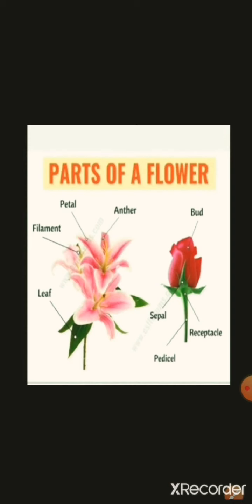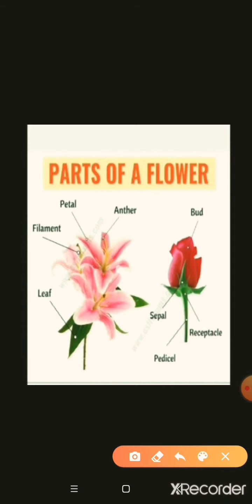The flower is attached to the stem by a long or a short stalk called the pedicel. One end of the pedicel is attached to the stem, and the other end is expanded and swollen. It is called the receptacle. The petals of the flower and other parts of the flower are supported on the receptacle. Calyx, corolla, androecium, and gynoecium are different parts of a flower.